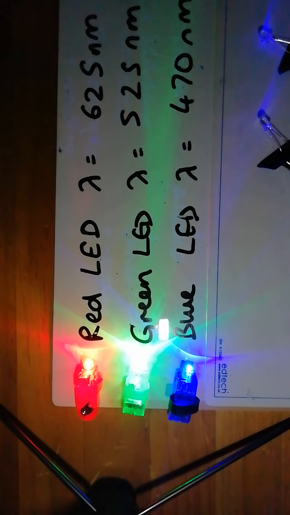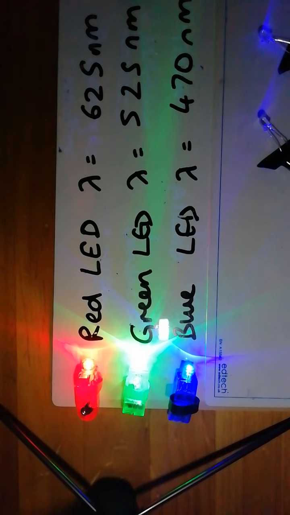I'm going to talk to you about light-emitting diodes, LEDs. Red LEDs emit photons with a wavelength of 625 nanometers. The energy of each photon is hc over lambda, in other words, Planck's constant times the speed of light divided by the wavelength. Green LEDs give out photons with a wavelength of 525 nanometers. It's a shorter wavelength, so it's a higher energy. Blue LEDs have a wavelength of 470 nanometers, so of the three LEDs, they've got the most energy.